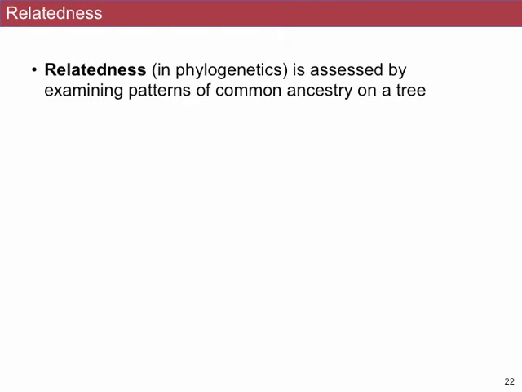We're talking about phylogenetic tree relatedness, which is assessed by looking at patterns on the evolutionary tree and looking for where organisms share a common ancestor. And two organisms are more closely related to each other than they are to something else if they share a more recent common ancestor with each other than they do with the other organism.